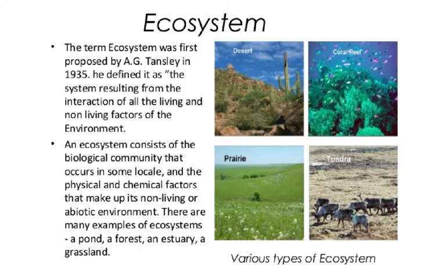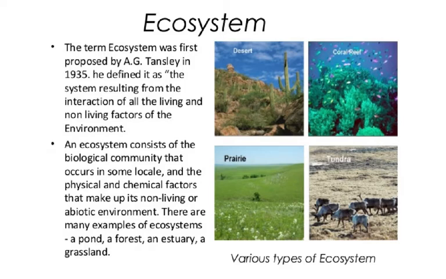Then we come to the definition of an ecosystem. An ecosystem can be a desert, a coral reef, a prairie, a tundra. The term ecosystem means the system resulting from the interaction of all the living and non-living factors of the environment. So maybe in a pond there are fish, there's soil, there's water. So there is the living part and there's the non-living part.